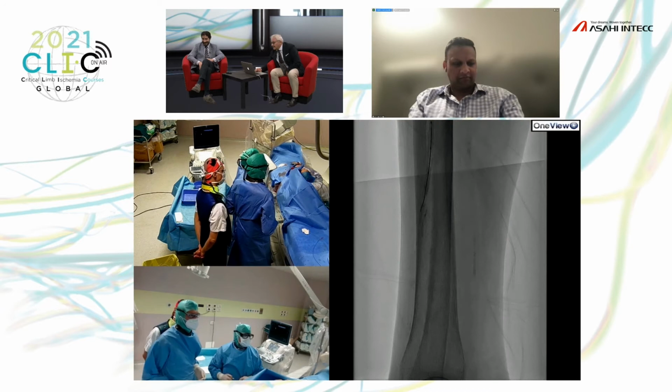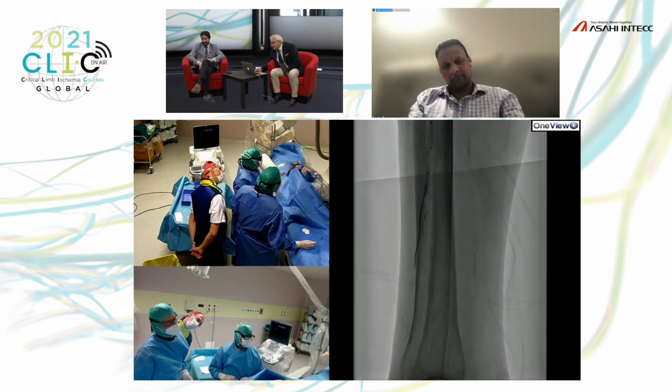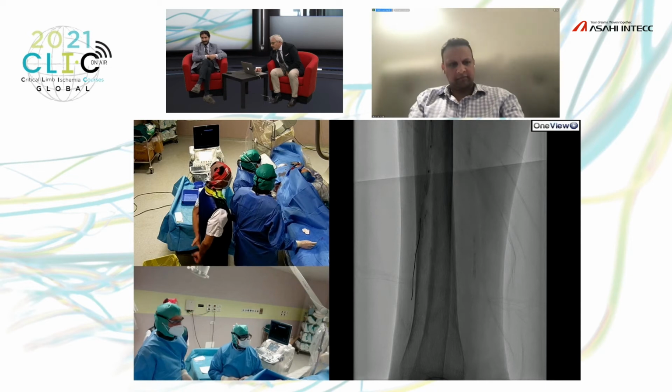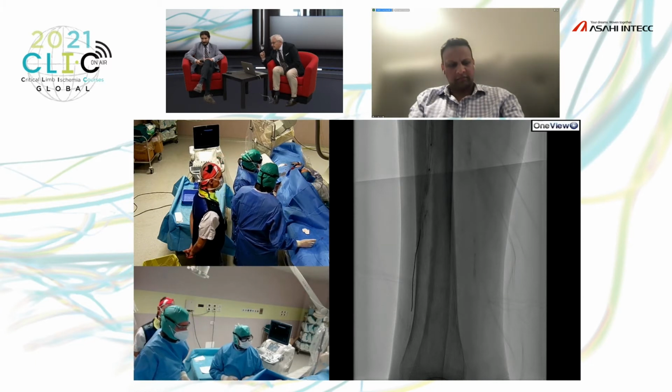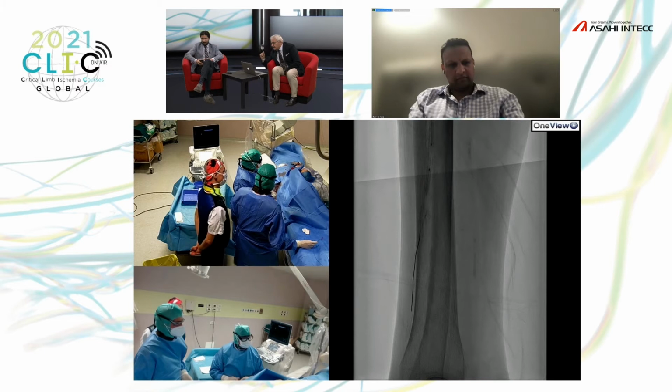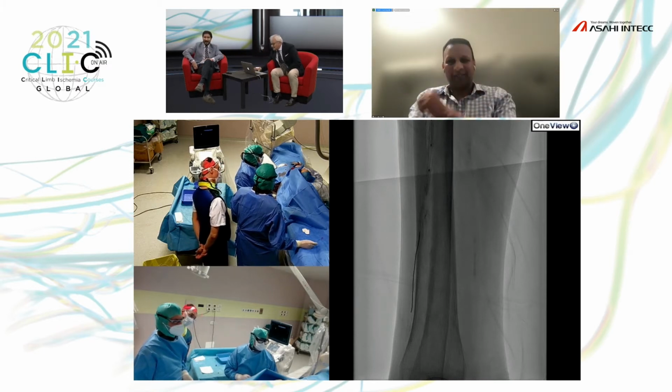You can see here the occlusion and the advancement of the wire into the middle of the vessel. You can see how the bend is very well maintained in the middle of the calcium. Rubicon. Rubicon, yes. Rubicon. Thanks, Anna.